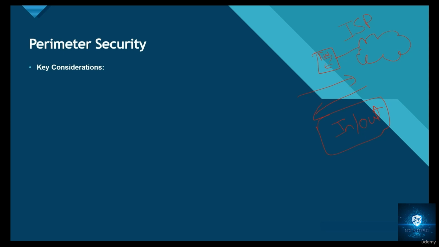Now it's essential to protect the internal network from potential attacks that originate from the internet. That's why the firewalls are positioned at the edge of the network, serving as the first line of defense against the external threats. Now we have certain key considerations in this deployment. These are the key considerations that you have to keep in mind.